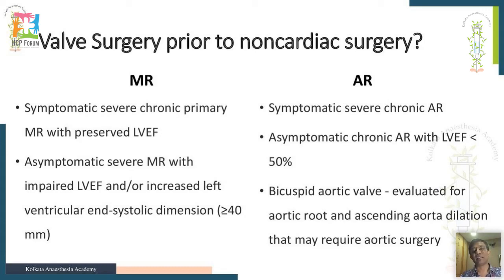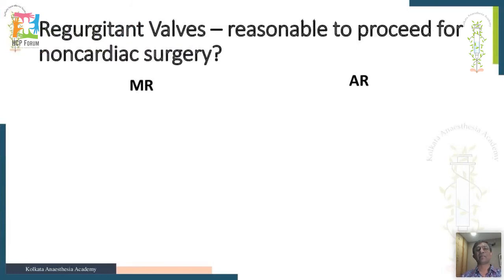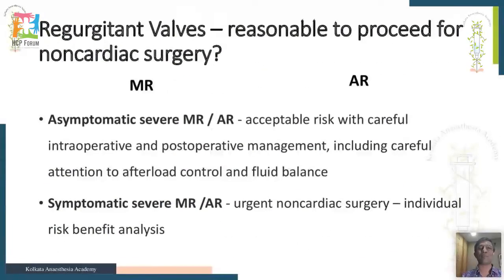The problem with valve surgery prior to non-cardiac surgery is that it may not always be feasible, especially when you're looking at time-sensitive surgeries. And then the factor of anticoagulation also comes in. Some patients require an urgent procedure, and the risk of the valve surgery itself may not be acceptable for many, and they therefore decline it. So when is it reasonable to proceed? I think the operating thing is symptoms. Symptomatic severe MR or AR, urgent non-cardiac surgery, you have to really take a hard call and then decide whether you go in or not.